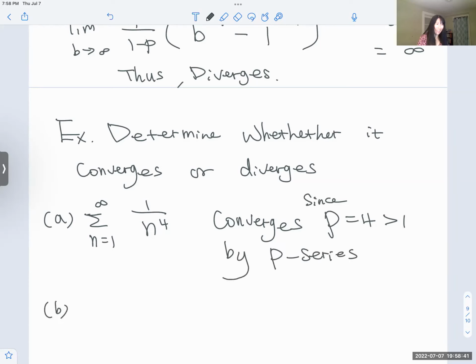Second one, I know it's a little bit confusing. Converges or diverges? It diverges, because it's less than one? Good, since p is 2/3, which is less than one.